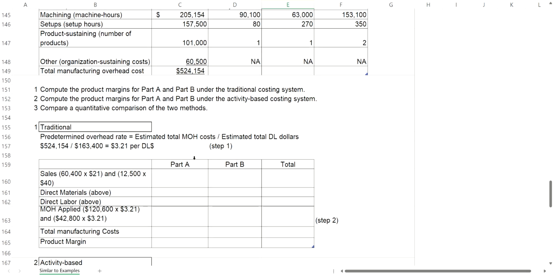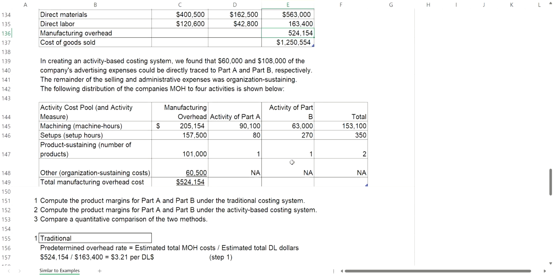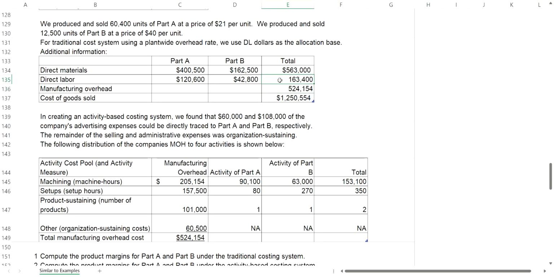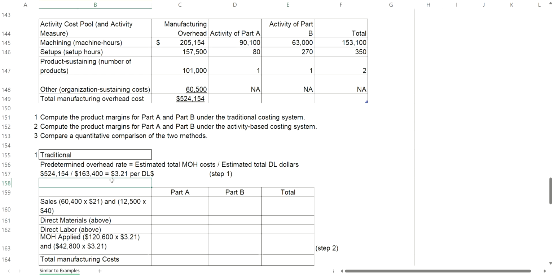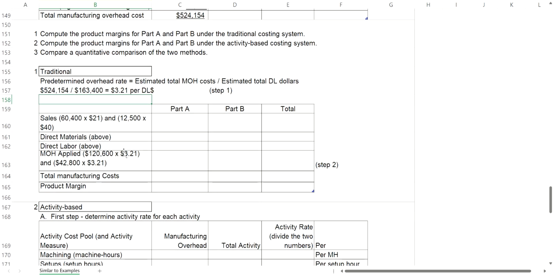And then I will divide it by the estimated direct labor costs, which are given to you at 163,400. I'm looking at the total column there. Okay, so when you divide that out, you get an activity rate or predetermined overhead rate of $3.21 per direct labor dollar. Now we are going to apply that overhead based on $3.21 to product A and product B.